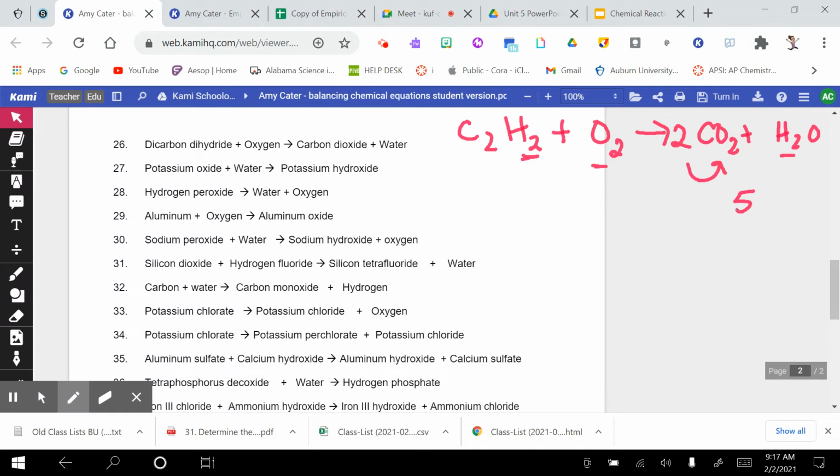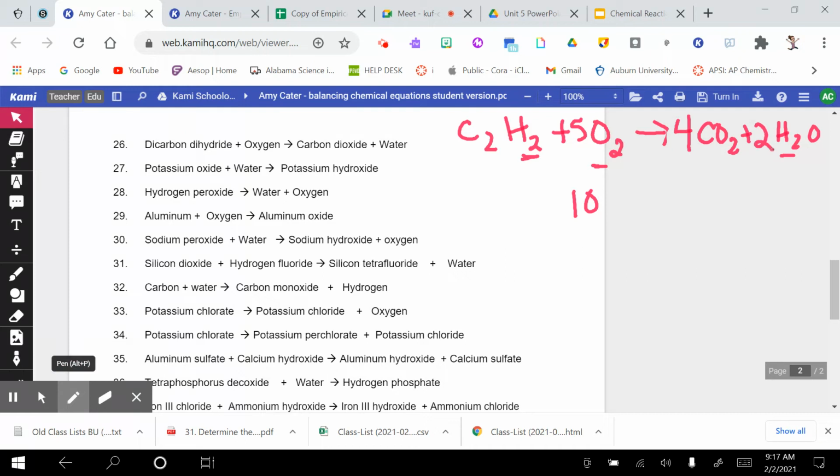So let's try getting 10 over here. So let's put 5 there. That would give me 10, but now what am I going to do about all this over here? I'm going to have to multiply everything twice, right? I'm going to have to double everything, right? So that's going to change that 2 to 4, and that's going to change this 1 to 2. Let's see if that works.